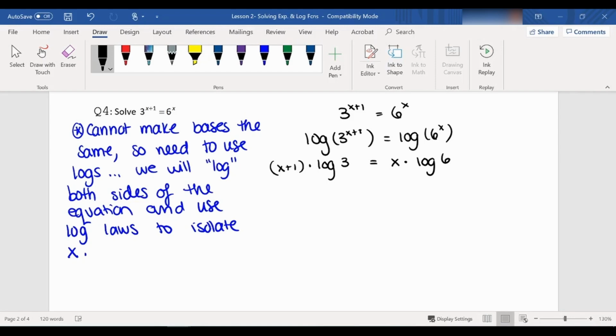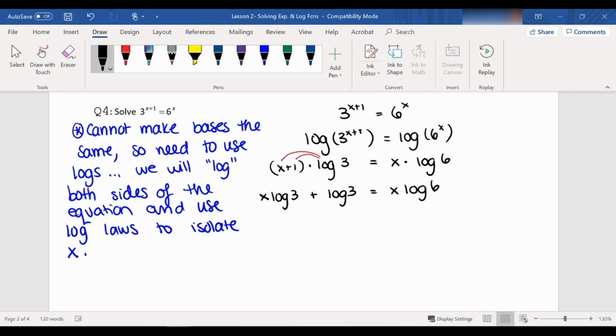Now, one option is to divide both sides by log 3 or divide both sides by log 6 at this point. But on the left, the problem is that the log 3 is multiplying by both the x and the 1. So I'm actually going to distribute it into the brackets so that I have x log 3 plus 1 log 3. And on the right side, I still have x log 6. Now my job is to try and isolate x. And a reminder, log 3, log 6, these are just numbers. They're not nice numbers, but they're just numbers.